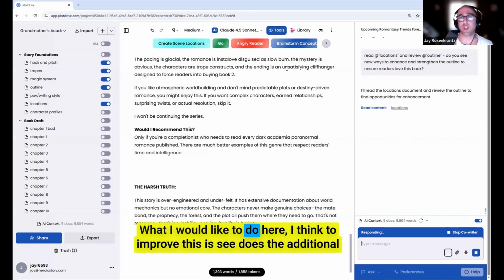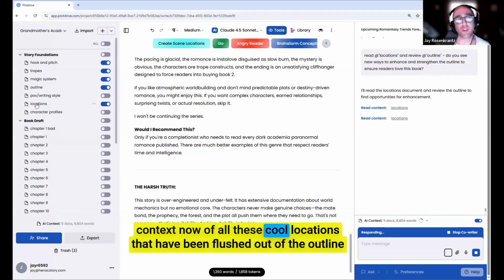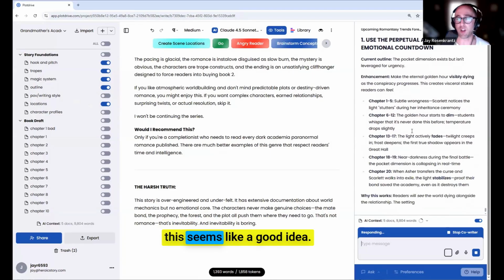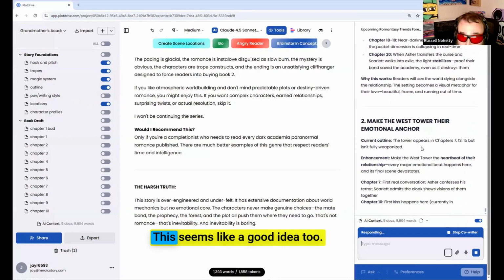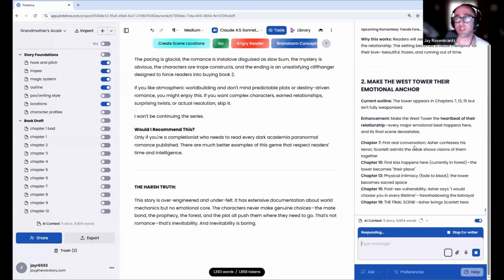What I would like to do here, I think, to improve this, is see does the additional context now, with all these cool locations that have been fleshed out, improve the outline. This seems like a good idea. Sure. This seems like a good idea too.